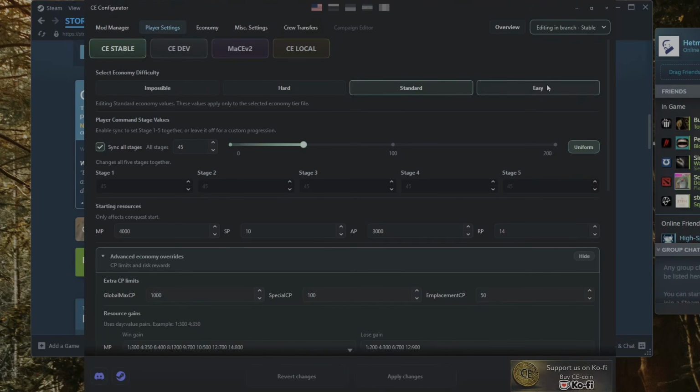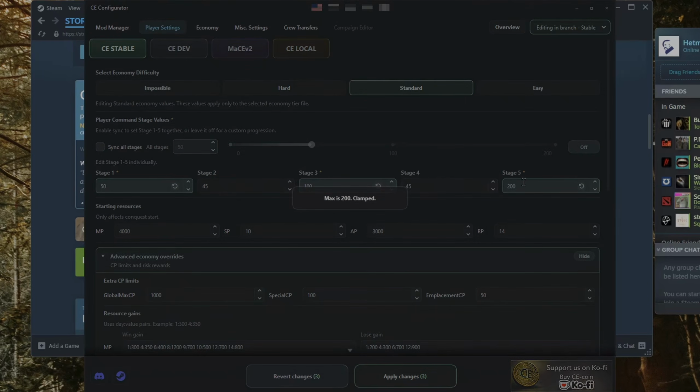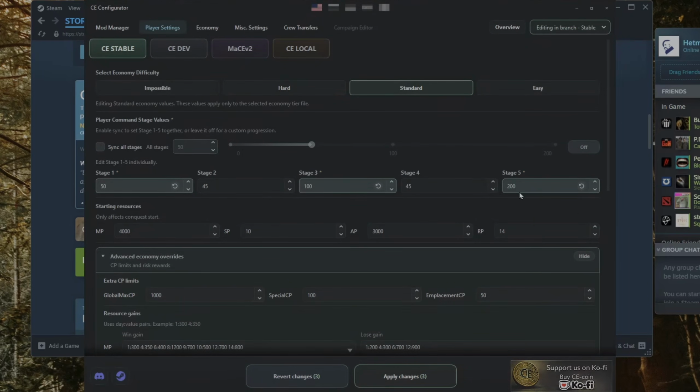Player setting option can help you change a lot of stuff. So you can alter economy settings that we discussed previously. You can change colon stages or their values. So they're currently set at 45. We can put stage 1 at 50, maybe stage 3 at 100, and stage 5 can be 150. I think that currently max value is 200. Let's see if we can go above that. Nah, 200 is the limit.